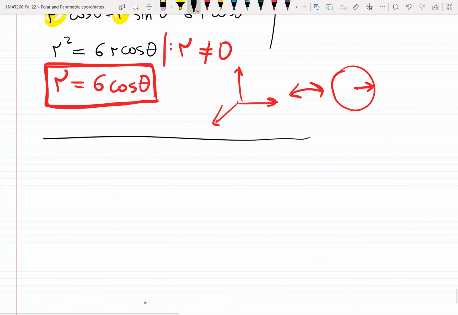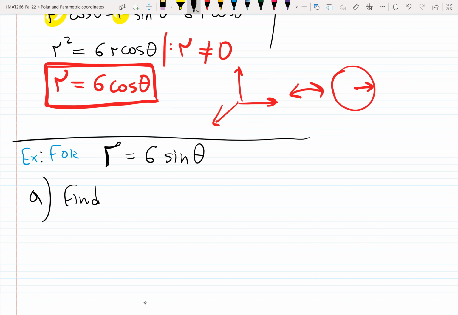Last thing to mention, check this out. For r equals 6 sine theta. See, my handwriting gets uglier when it's late. That would be my quiz 11. If we would ever have time for quiz 11, I would do this in quiz 11.